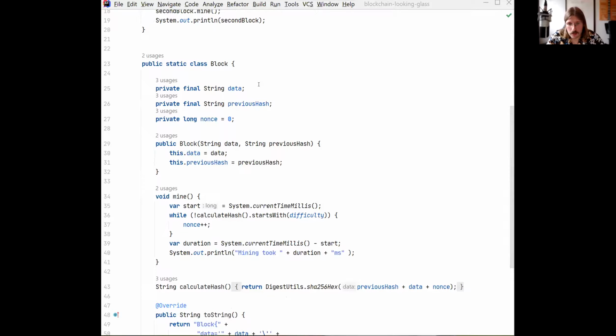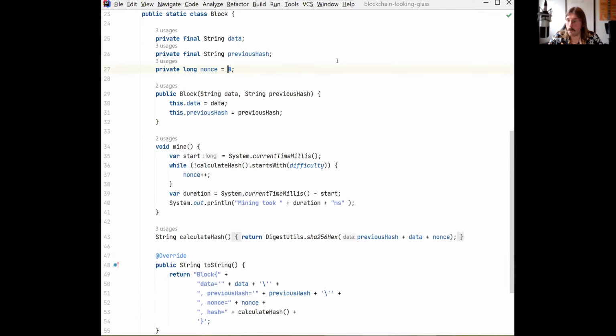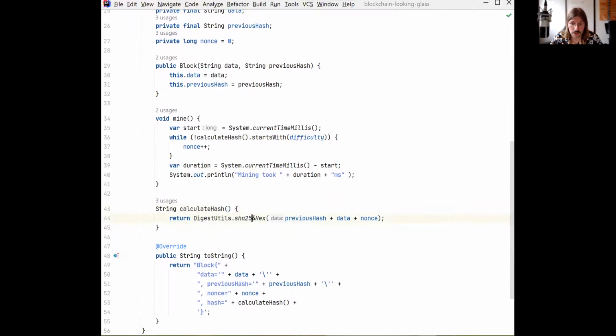So we have a block, and we define a block. Now here it's a little bit simpler than in Bitcoin. We just say a block has some data. It has a previous hash, and it has a nonce that initially is 0. Now, if we want to mine a block, all we want to do is calculate the hash of the block. This is the hash calculation function. We say the hash is simply the SHA-256 of the concatenation of the previous hash, the data and the nonce.